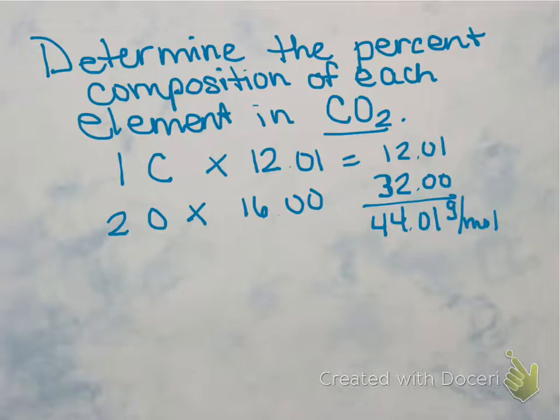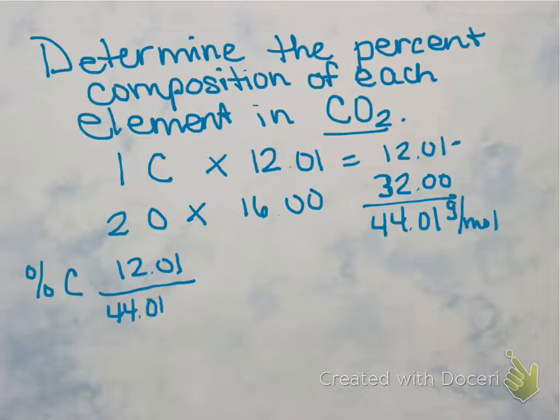Now, if I want to know the percent of carbon in this compound, I'm going to take my total carbon, so 12.01, and divide it by my total mass, 44.01, times 100. And that's going to tell me that I have 27.29% carbon in this carbon dioxide.